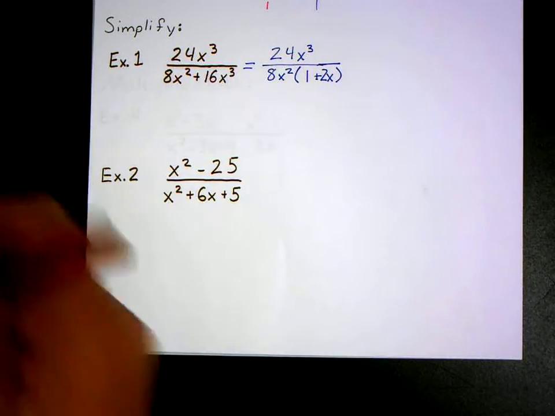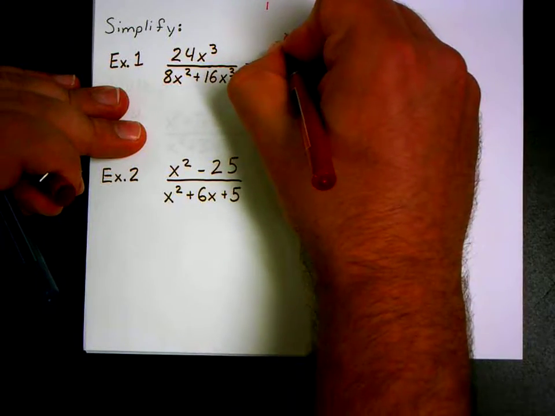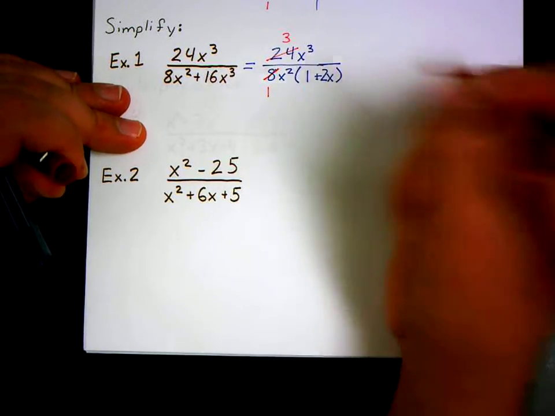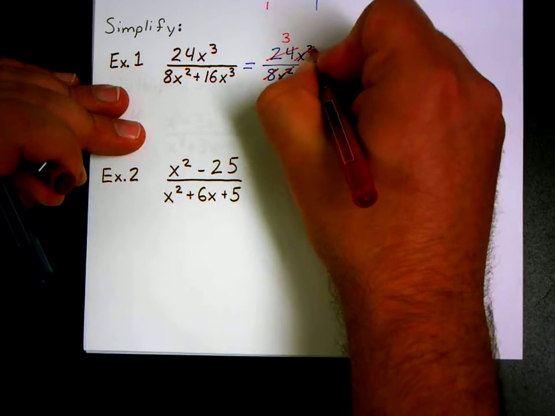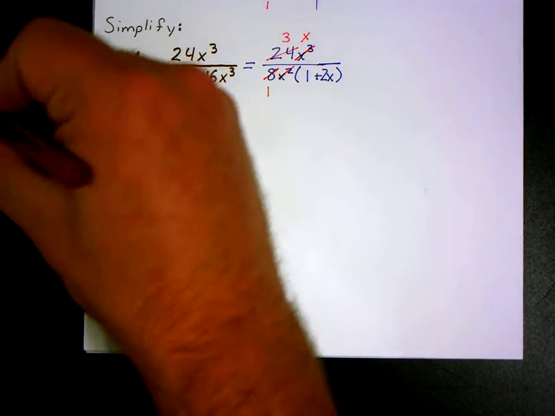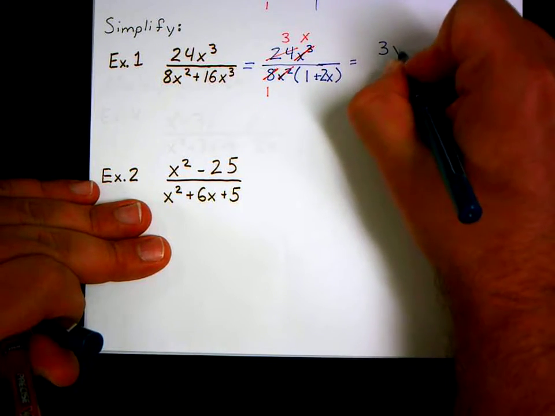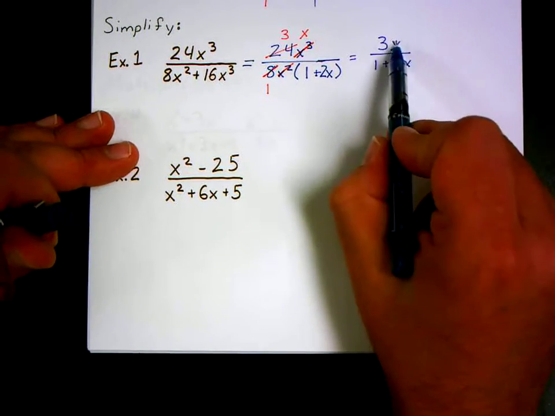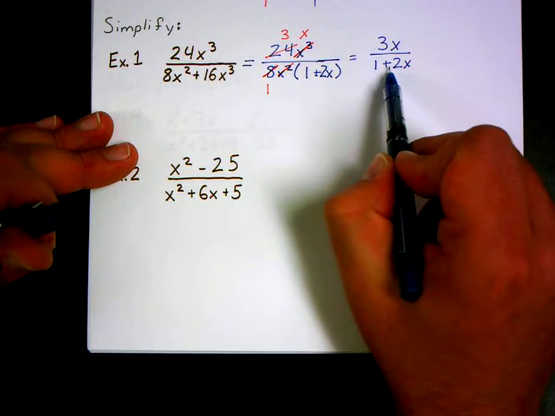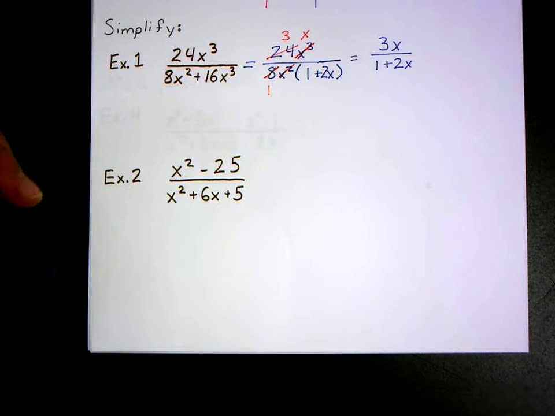All right, but I can cancel the 8 and the 24 because they're separated by multiplication. Same with the x and the x squared. Separated by multiplication. So I can cancel that, so I'm just left with a single x. So I'm left with 3x over 1 plus 2x. Again, I cannot cancel these x's because this x is tied together with a plus sign. All right, you good on that one?